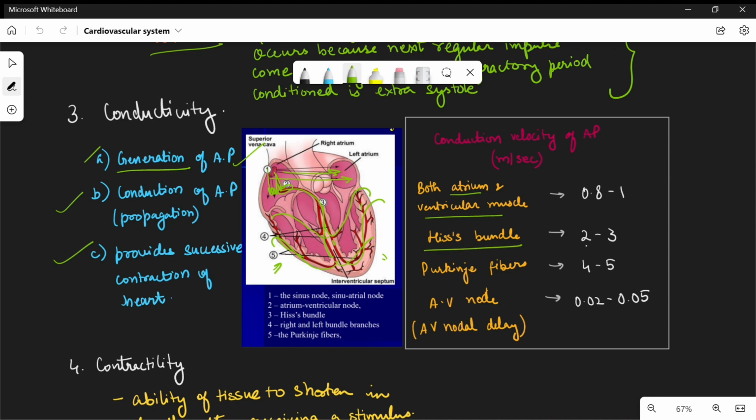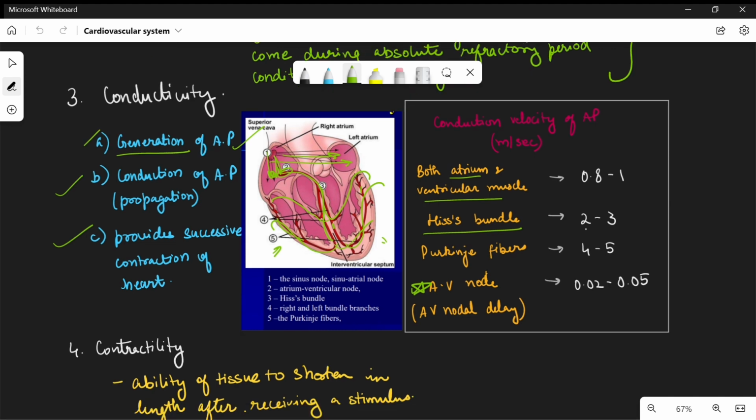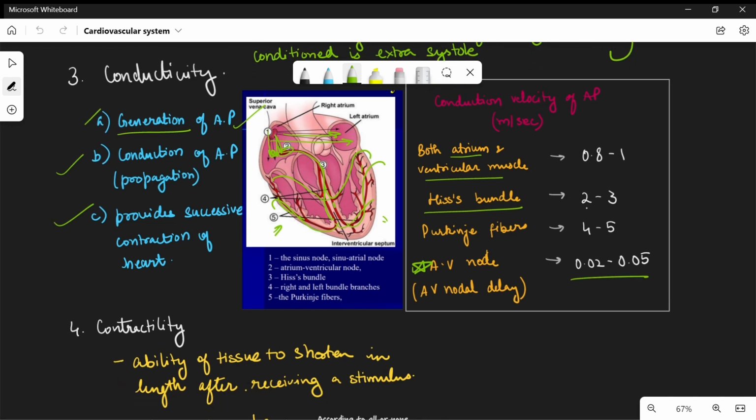And bundle of His is 2 to 3. Purkinje fiber is 4 to 5. AV node, that is AV nodal delay, is 0.02 to 0.05. This is important here, AV nodal delay, because as you can see, it's very, very slow.